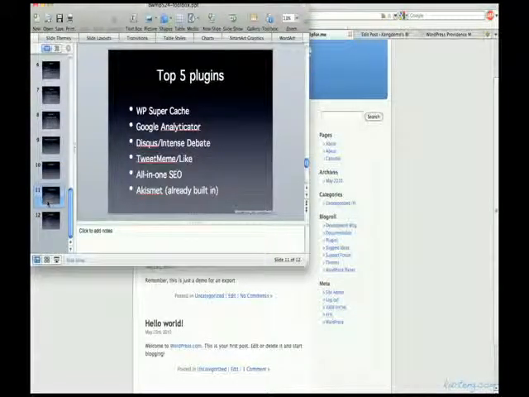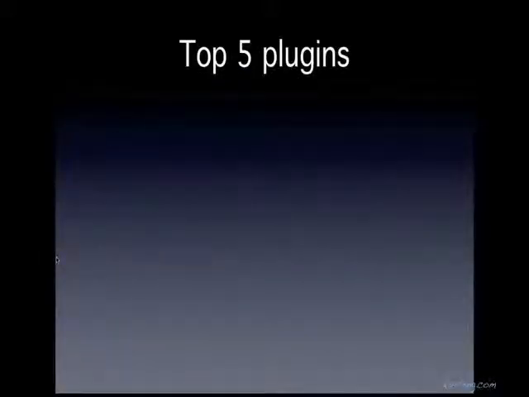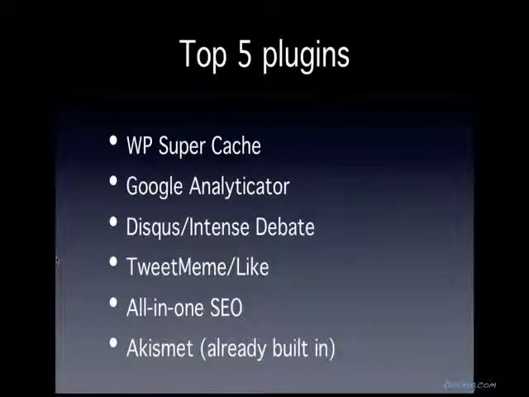Top five plugins. Okay, so there's a lot of plugins out there. If you're just starting your blog, or if you have your WordPress.org set up, a couple of plugins that you should really start out with are these five. Let me just show these all. There's six here. Akismet's already built in. You just need to grab your API key, which I can show you how to, and register it with your WordPress blog. But the first one is Supercache.